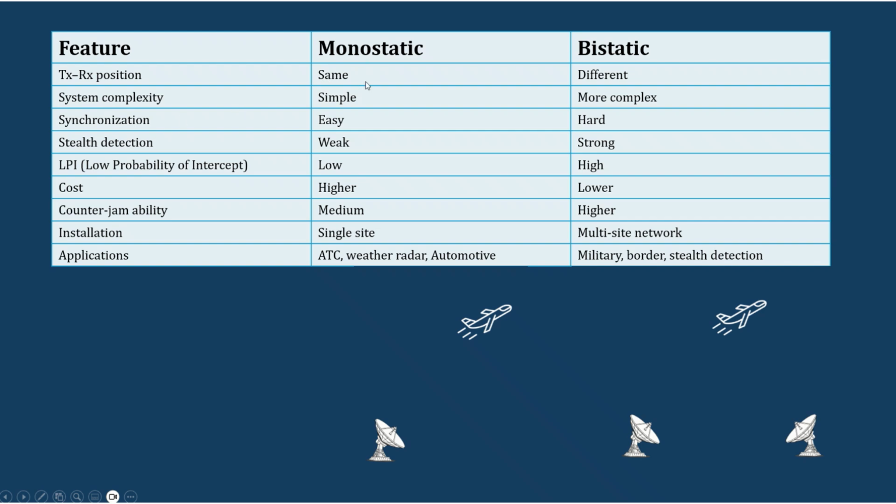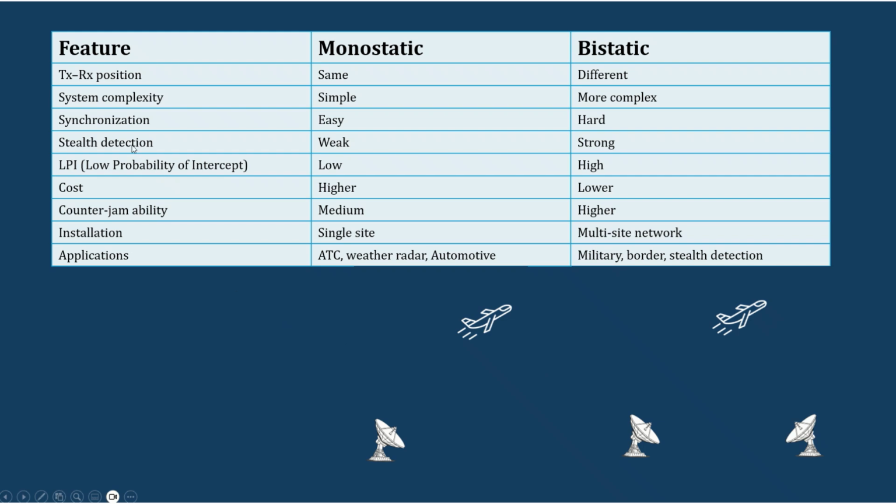And in the case of monostatic radar, it doesn't require much synchronization because we are using the same antenna both for transmission and reception. So it is very easy. But in the case of bistatic radar, it's very hard because we have to use other GPS signals or direct communication signal processing to make the reference.